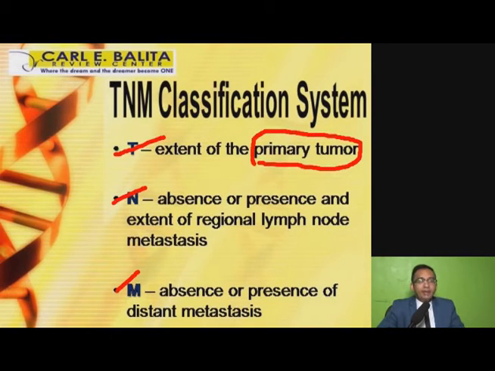Second, letter N. N stands for the presence or absence of regional lymph node involvement. Tinitingnan natin kung kasama na ang lymph node. And letter M stands for metastasis. Titingnan mo kung kumalat na or hindi. Tandaan, pag may metastasis na tayo, usually it is on the terminal stage of cancer, which is your stage 4.